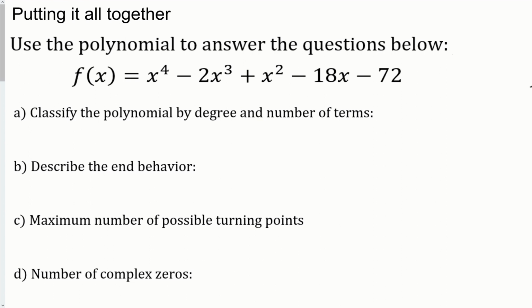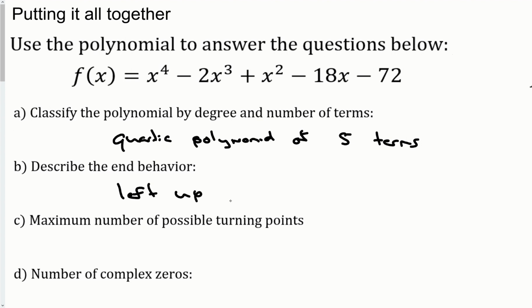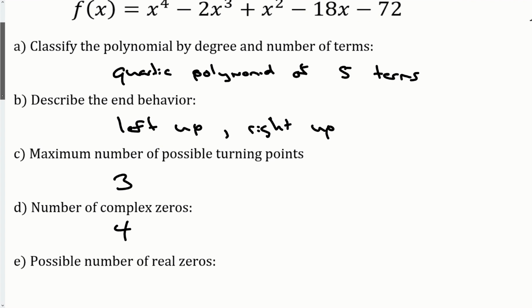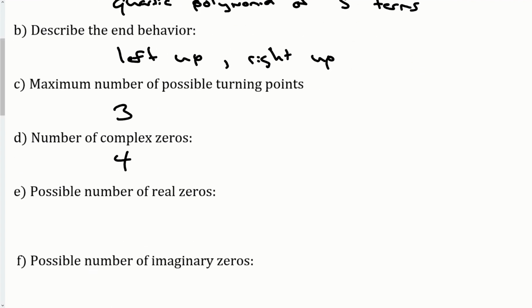Okay. So degree and number of terms is a quartic polynomial of 1, 2, 3, 4, 5 terms. And behavior is left goes up, right goes up, because it's positive and even. Maximum number of turning points is 3. Number of complex zeros is 4, because those are the degrees. One less than degree, the actual degree.